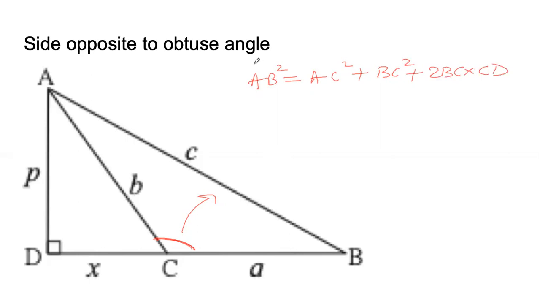So always on the left hand side, we have the side which is opposite to the given angle, whether it is acute or obtuse. On the right hand side, we have the squares of the other two sides, not angles, squares of the other two sides. Along with that, depending on whether our reference angle is acute or obtuse, we have a plus or minus sign. For obtuse, this is plus. For acute, it is minus. Then we multiply it with 2 BC into CD.